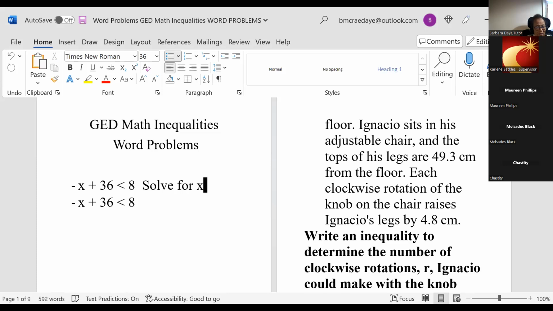So you have to figure out a number for x, right? It's minus x plus 36 less than 8. So I want you to do two things. I want you to solve for x, and then I want you to write the inequality that you get.